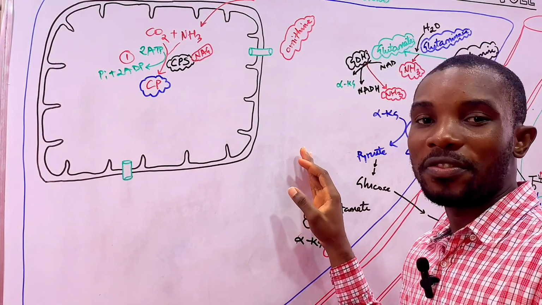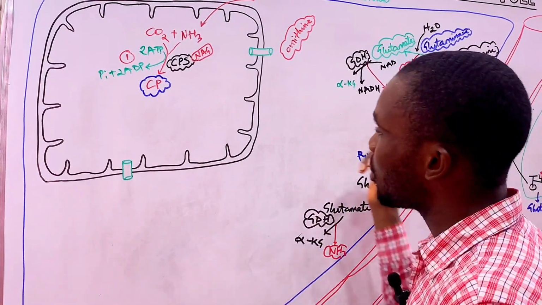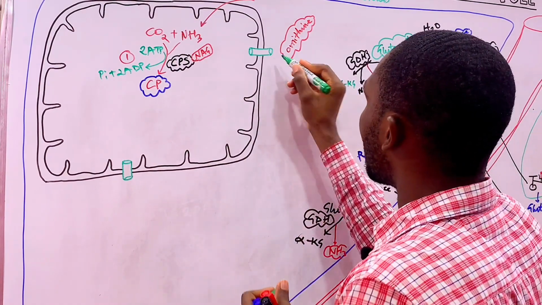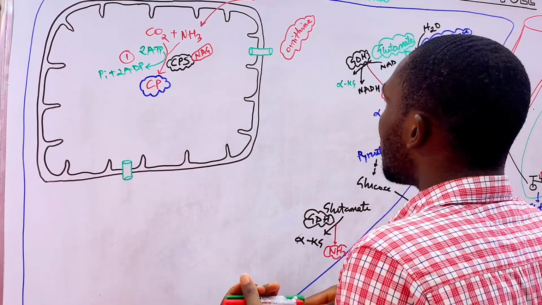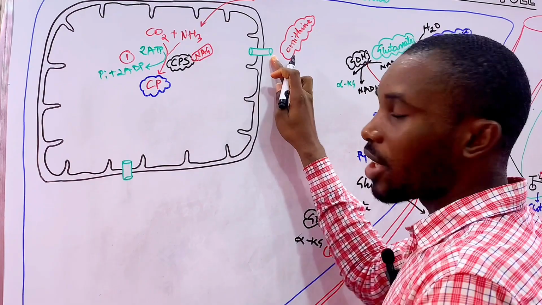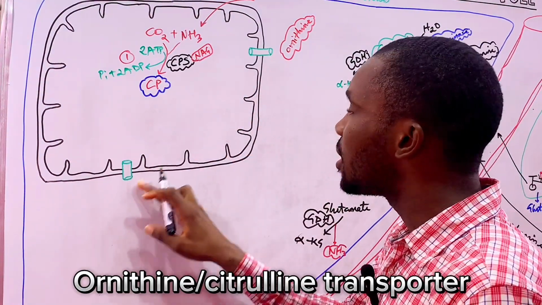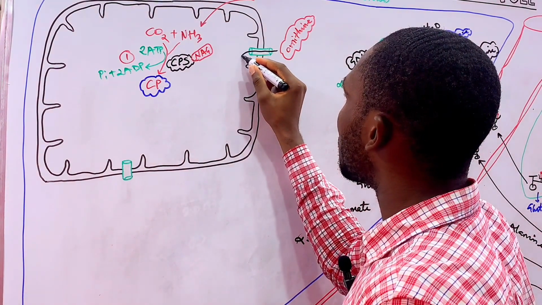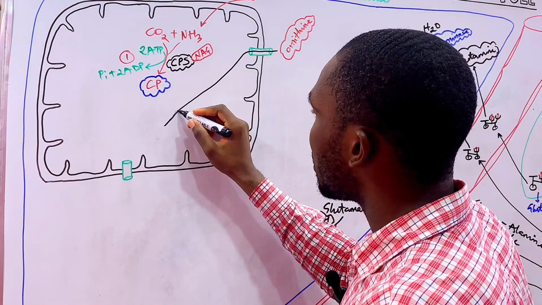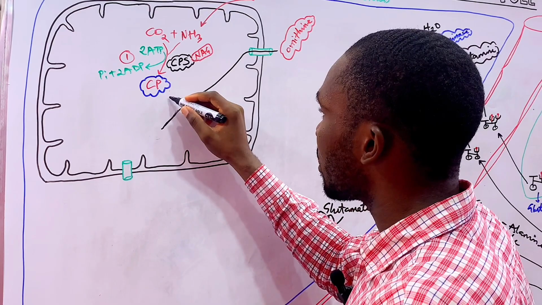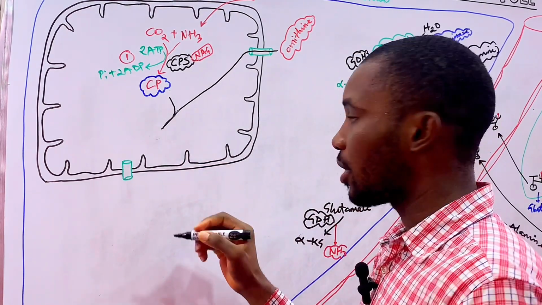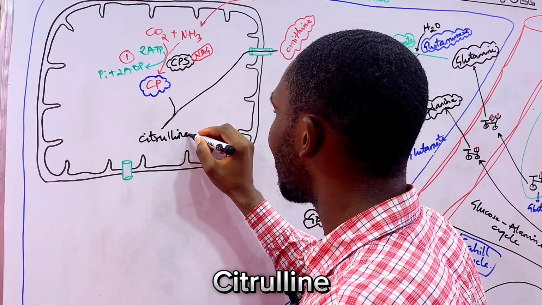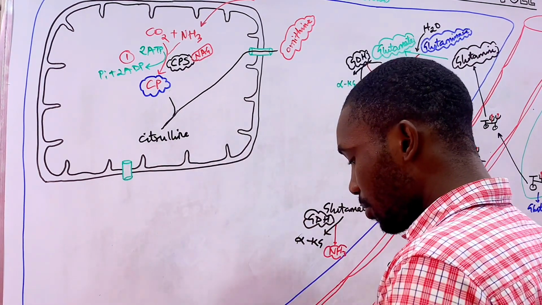Ornithine is a baby molecule over here in the cytoplasm, right? So we have to transport it into where? The mitochondria, right? And then in the mitochondria, this transporter here is called what? Ornithine citrulline transporter, okay? So this ornithine is transported through this transporter. So the ornithine enters to react with what? Carbamoyl phosphate, all right? To form what? Citrulline, all right?